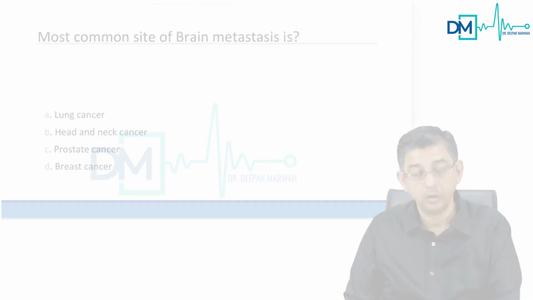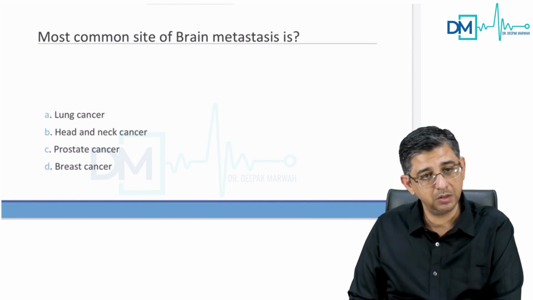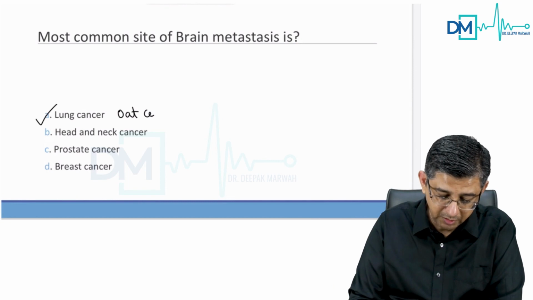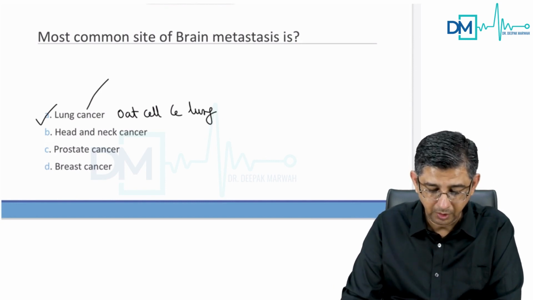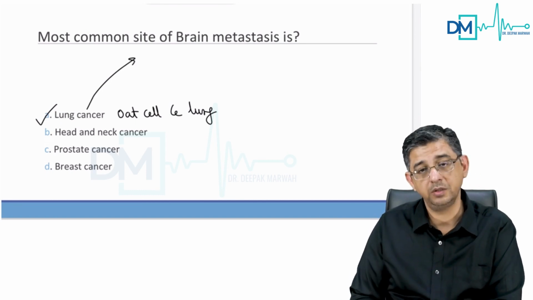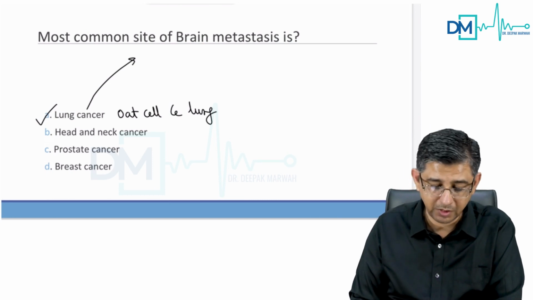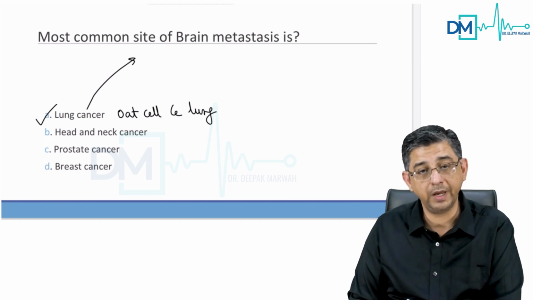Moving ahead. What is the most common site of brain metastasis? I mean, where would the brain metastasis come from? That would be straightforward lung cancer. It is oat cell cancer that can easily metastasize to the brain. Apart from lung cancer, the second most common cancer that metastasizes to the brain is breast cancer, and then can be malignant melanoma. So breast cancer is in the options, but that is occupying the second position. So the answer is lung cancer to this question.